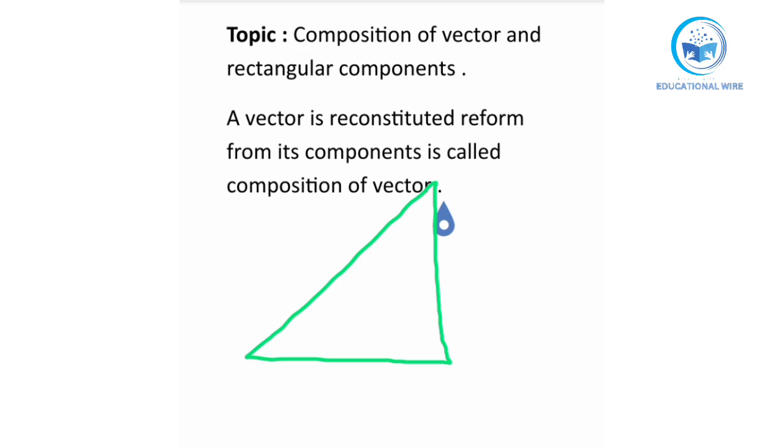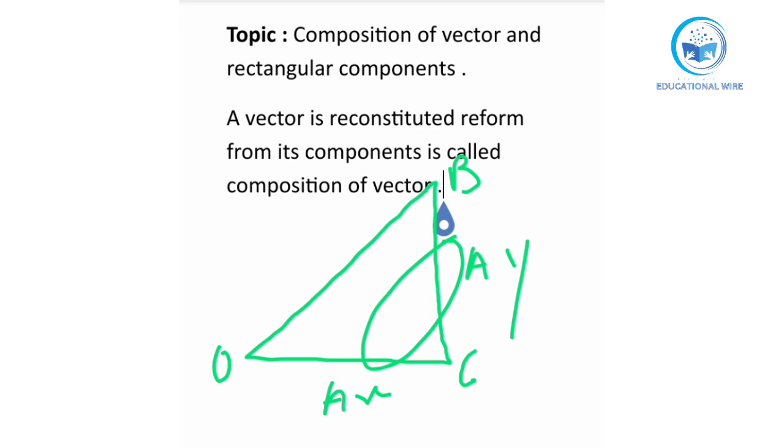Last time we did the resolution of vector. We made this kind of triangle. This is the B point, this is O, and this is C. This is called AX, it is the base. This is called AY, it's the perpendicular, and these both components combine together and form the hypotenuse. So this formation is called the composition of vector. Hope you understood this one.